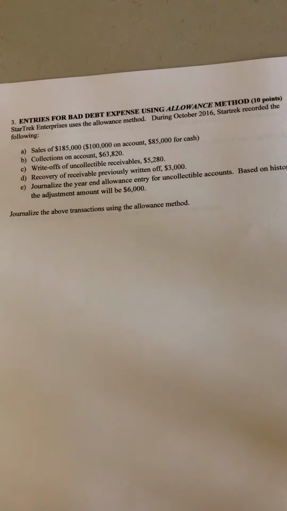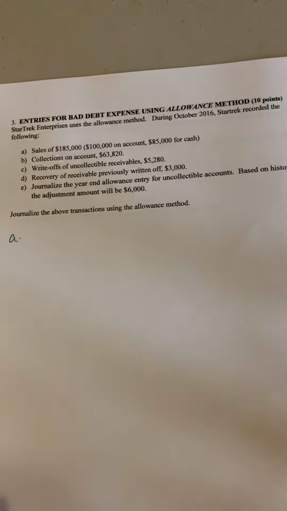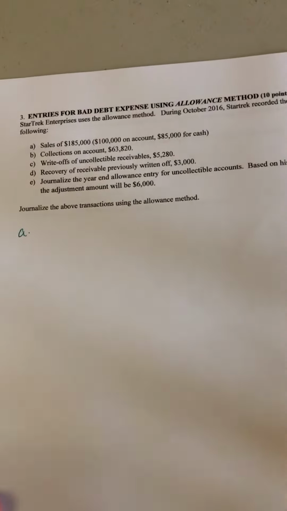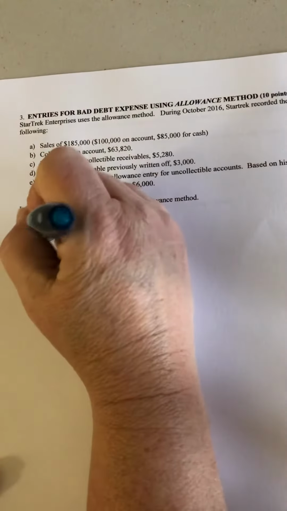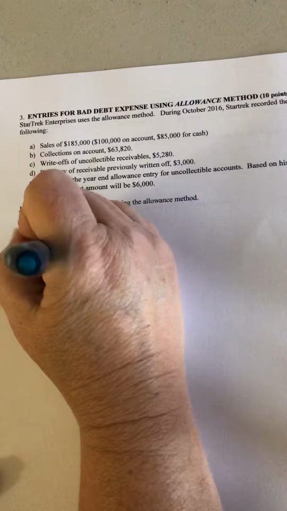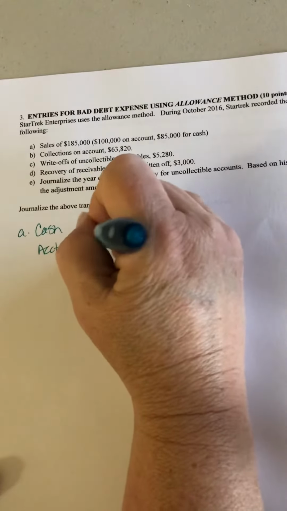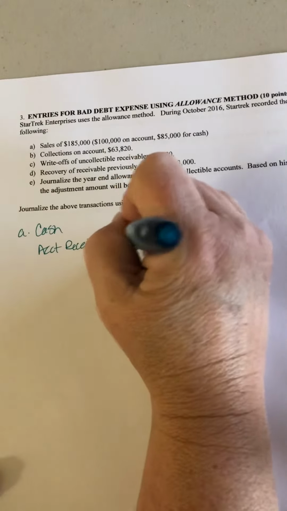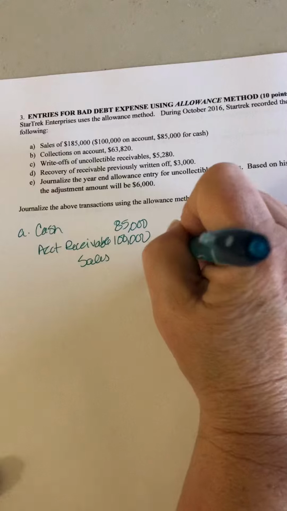Number 3 is recording accounts receivable and bad debt expense, but under the allowance method. All right, so for A, they sold $185,000. $100,000 was on account and $85,000 was for cash. So I'm going to get cash of 85. I'm going to have accounts receivable for the 100, and then my sales are going to be for the 185,000.